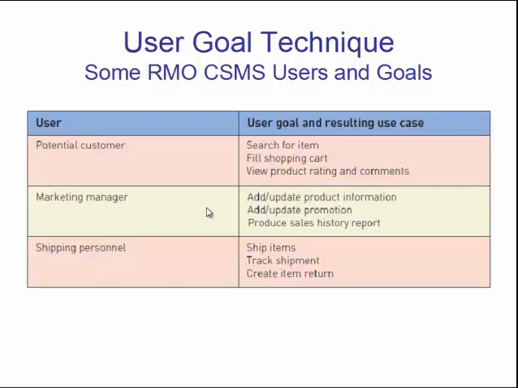A marketing manager might be responsible for adding and updating product information, adding or updating a new promotion, and producing a sales history report. Shipping personnel is going to be interested in shipping items, tracking the shipment, and creating an item return. So by thinking about the types of end users and interviewing them separately to try to pinpoint what specific goals they have, this is a very popular way of identifying what the use cases are within the scope of the new system we're discussing.